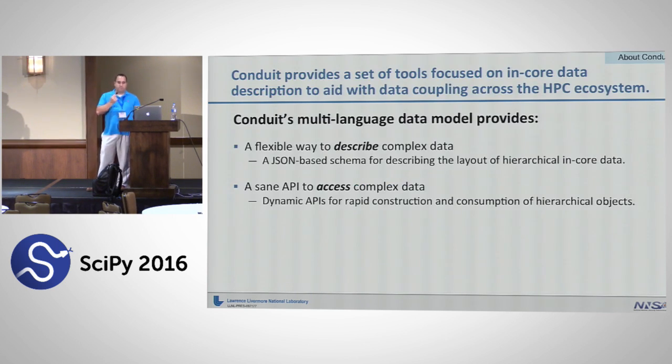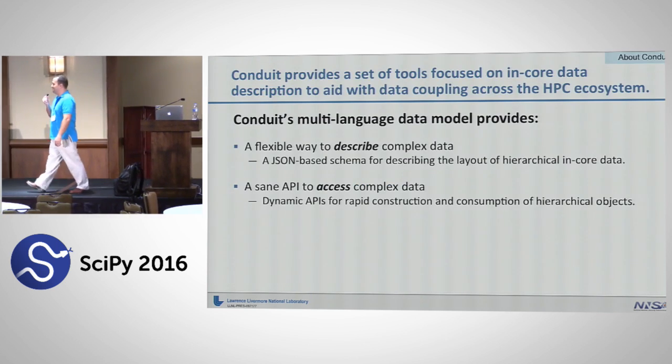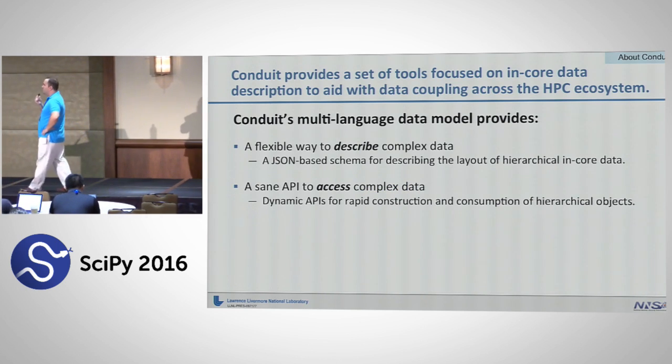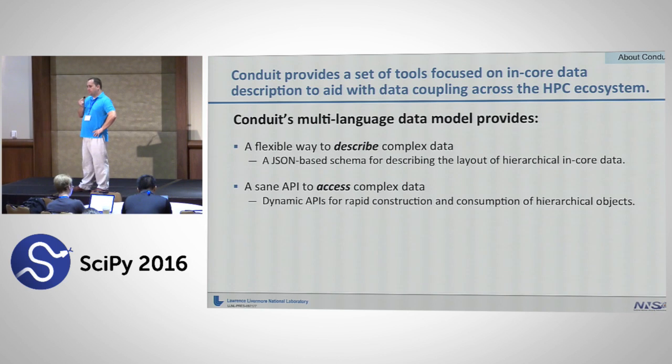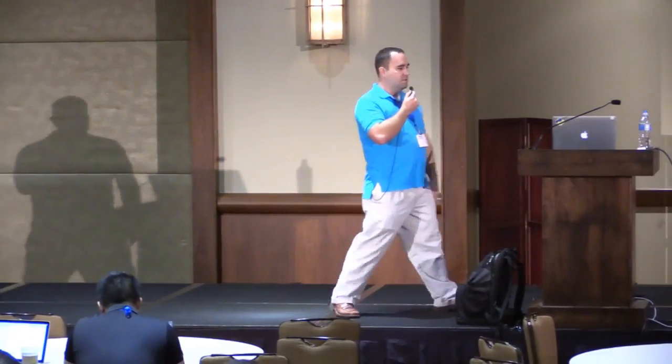Okay, so now, thanks for hanging in. Now I'll tell you what Conduit is. So again, it's focused on in-core data exchange. There's really two aspects to it. There's a flexible way to describe data. This data may already exist, or you may be creating it right now. And then there's a sane way to access it. So those are the two things that it tries to do.